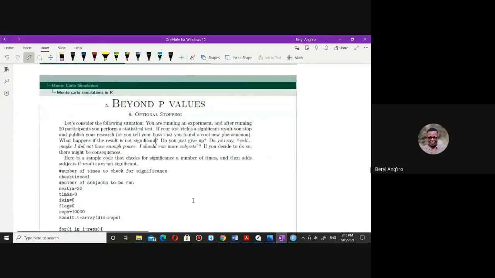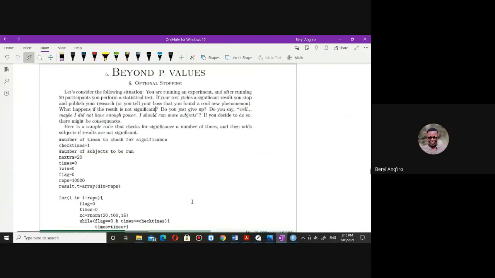So beyond these p-values, let's consider the following situation. You're running an experiment, and after running 20 participants, you perform a statistical test. If your test yields a significant result, then you stop, and you say that your results are significant, therefore you reject the null hypothesis, and then you make some conclusion. So you stop and then you publish your work.